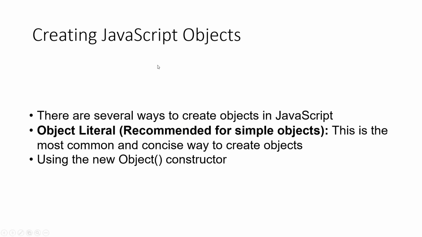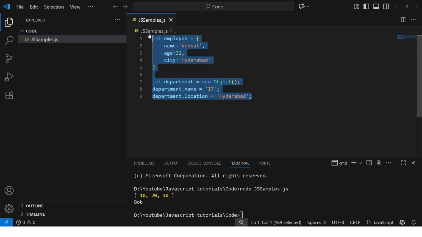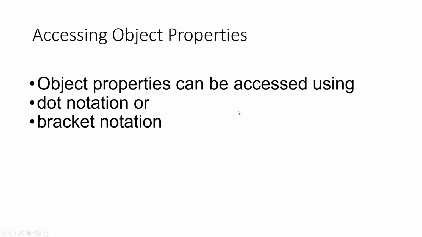So we have seen creating JavaScript objects. These are the two different ways we can mostly use in JavaScript. Let us see the next topic, accessing object properties. If you want to access the object properties, we can use two different ways. The first one is the dot notation. The second one is the bracket notation or index notation. Let us see these two.